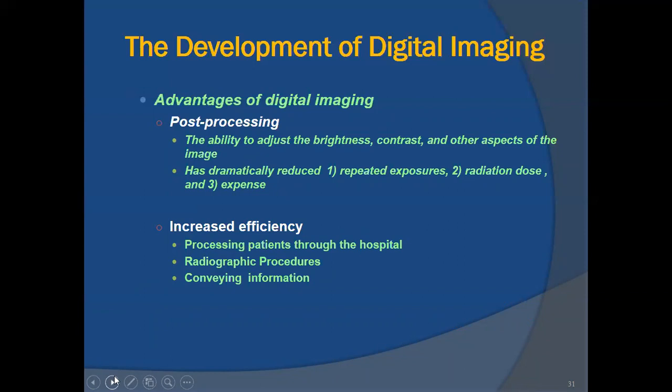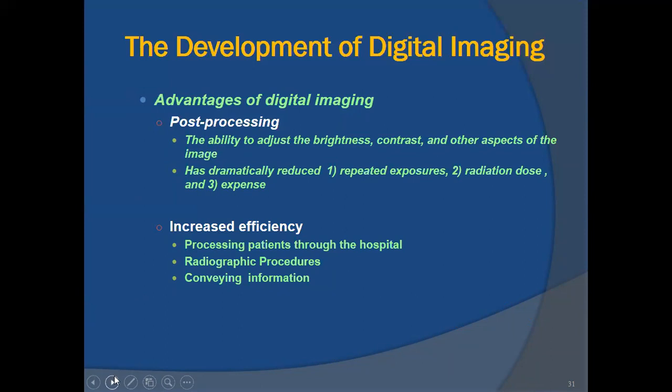And ultimately, over time, these digital systems will reduce expense because the receptors are reusable. X-ray film was very expensive. One of the main ingredients in the emulsion on the film was silver. Well, we know silver is expensive, and they were not reusable. Once the film was developed, that was it. So film was very expensive. So over time, digital systems should reduce expense.